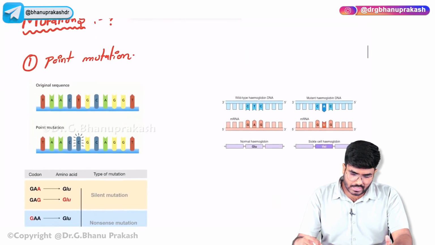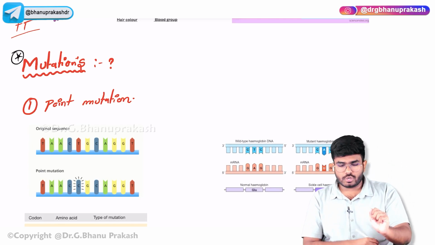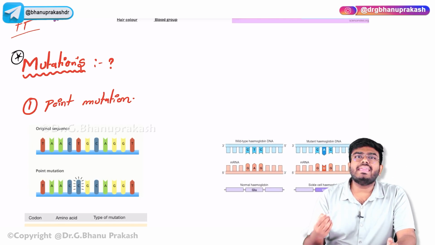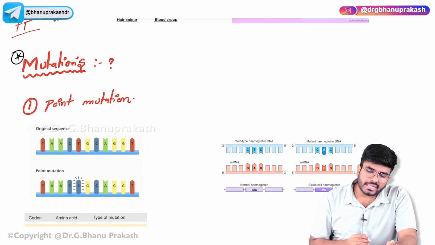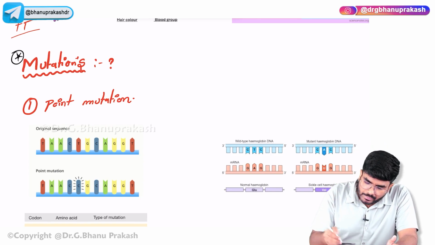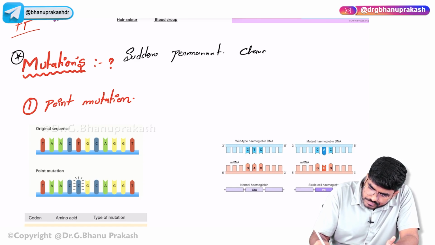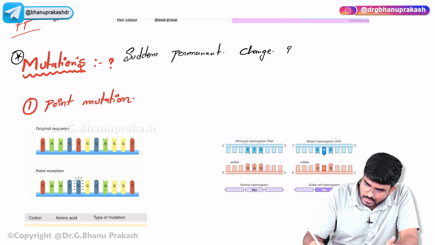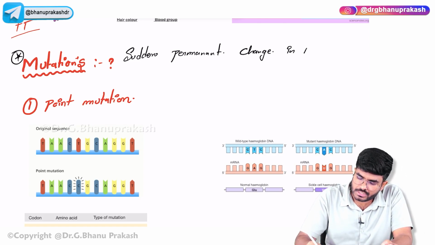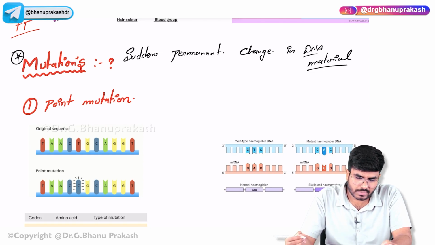Now, after this, let's discuss the mutations. In the basic video, you should also know about the mutations. What exactly is a mutation? Mutation means a sudden permanent change in the DNA material. Sudden permanent change in the DNA material is called a mutation.